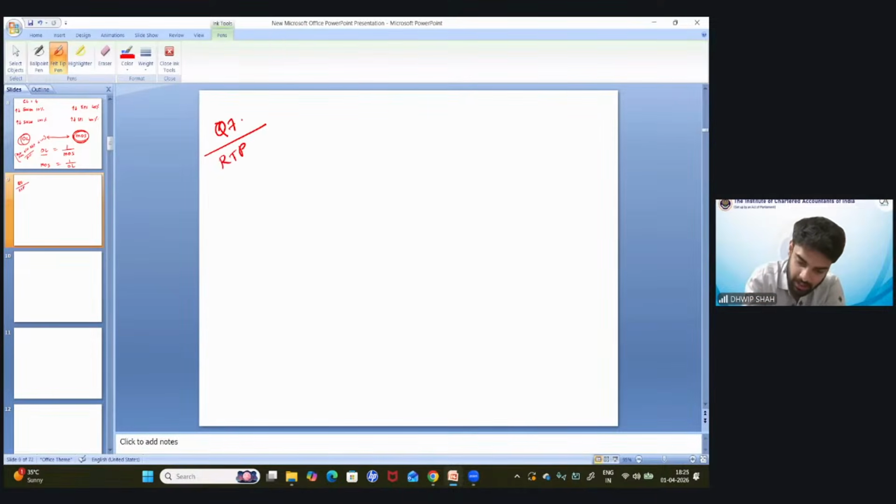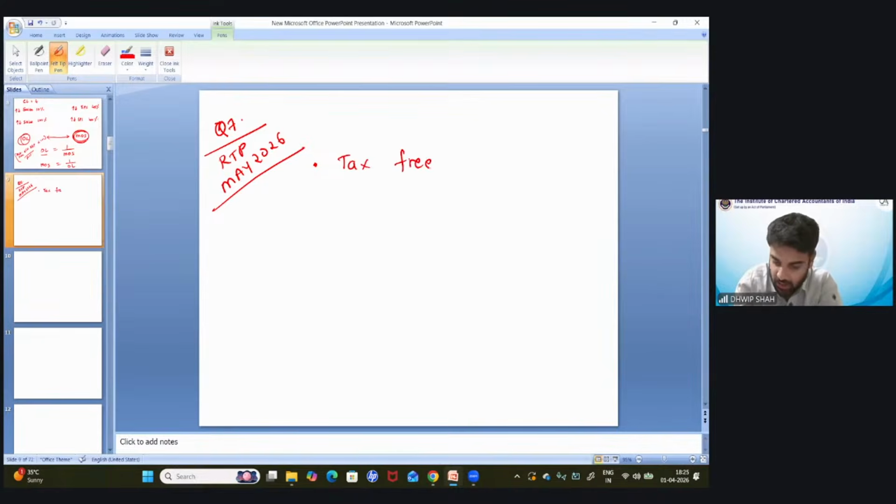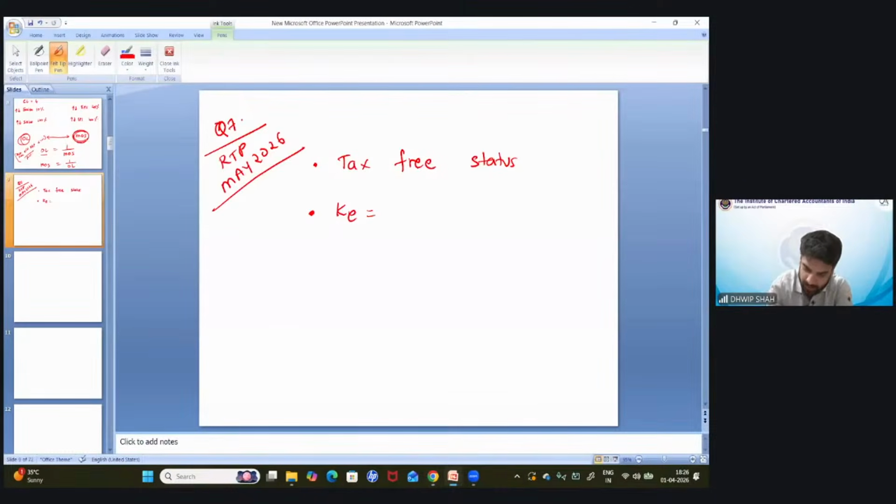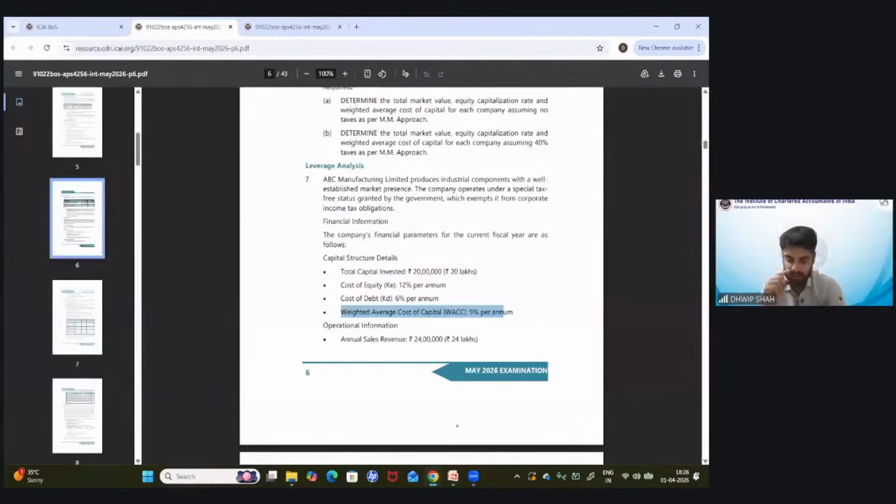Let me just note down. This is question 7, RTP May 2026. First point, tax free status. There is no tax liability to the company. This will be useful because in the income statement we subtract tax, but here tax will be zero because it is tax free exemption status. Second, KE of the company is 12 and KD is 6. And overall WACC, overall KO, cost of capital is 9%. This is what the question has said.